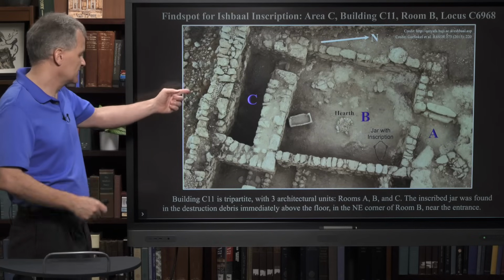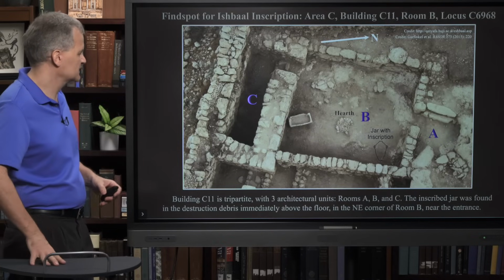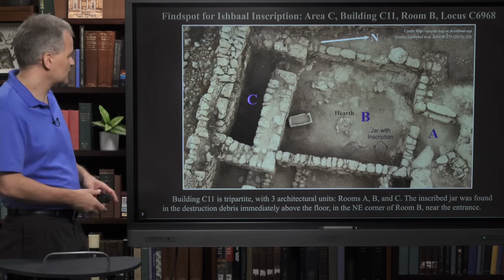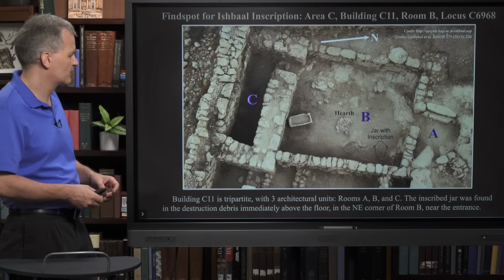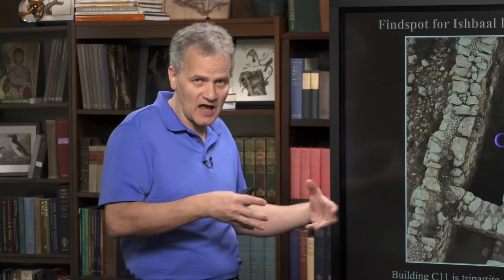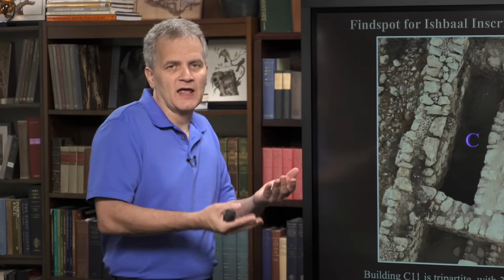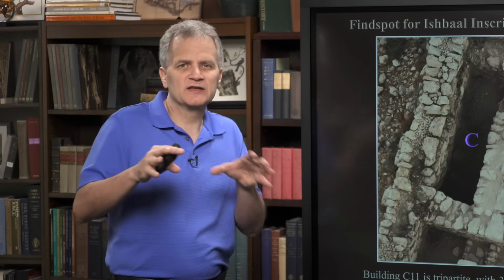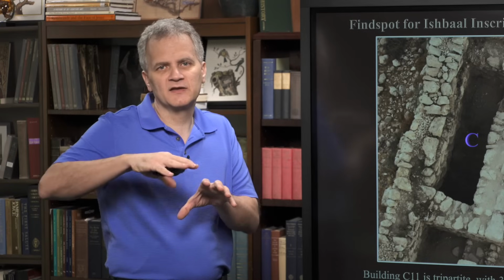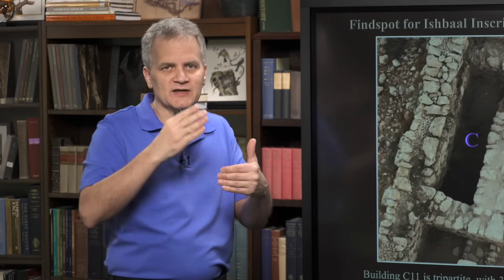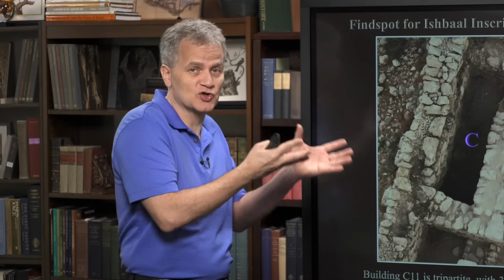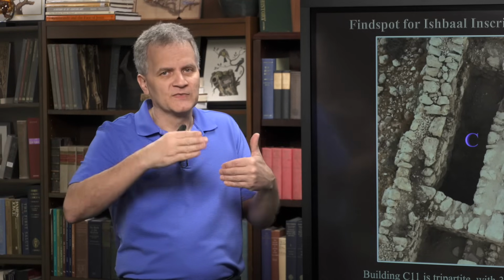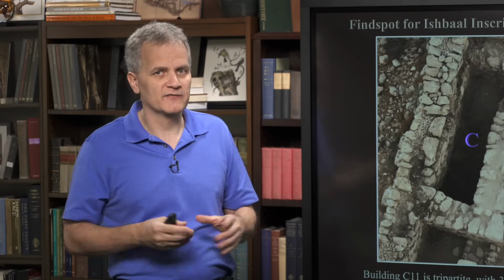So, building C11 is what it's called, with this tripartite architectural design, with three units, rooms A, B, and C, and the inscribed jar was found in the destruction debris immediately above the floor in the northeastern corner of room B, near the entrance. So there are signs of destruction in this room, and so this jar is connected with that time of the destruction of the site. Remember, some of the things on the site date to an earlier period, going back to 1019, and others date to around 988 or so when we have this destruction. And so this jar may have been in use all the way back to the formation of the site. We don't know when it was first used, but its end came at the time of the destruction. That's what the evidence seems to show.